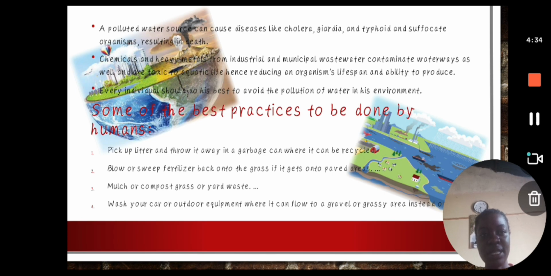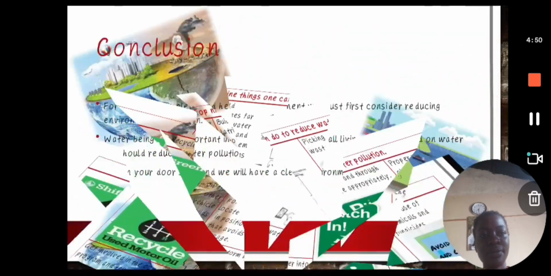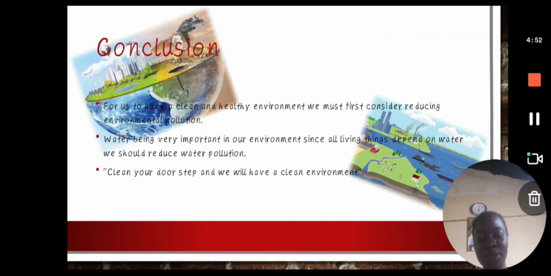There are pictures below which will demonstrate to you some of the ways water may be polluted as well as conserved. As you can see, the pictures are there. Yes, thank you, and that is all about water pollution.